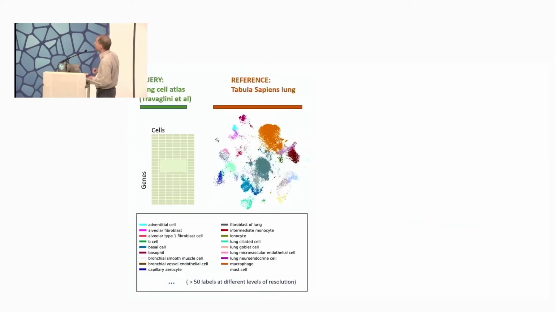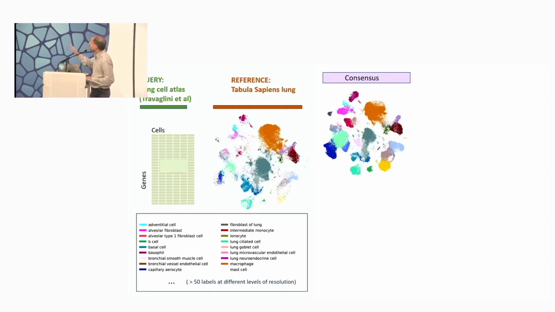Just as an example, we took the lung part from the Human Cell Atlas, from the Tabula Sapiens project, and we took a new data set of a lung cell atlas from Marc Rezsnow's lab, and we wanted to see if we could re-annotate the lung cell atlas. So we did that. We were able to apply all these algorithms and get some consensus prediction.